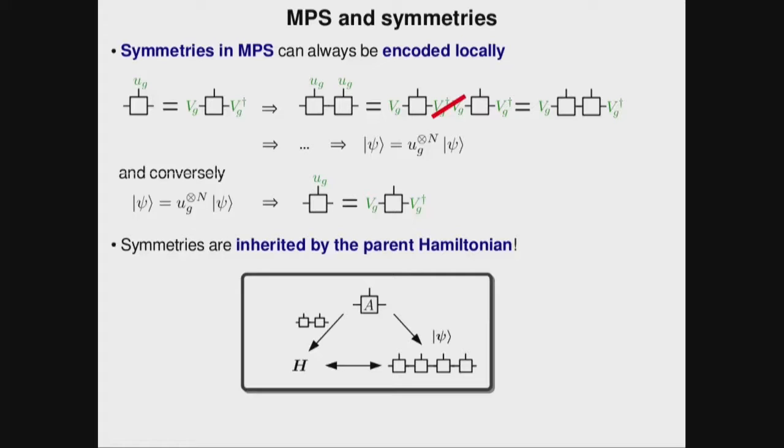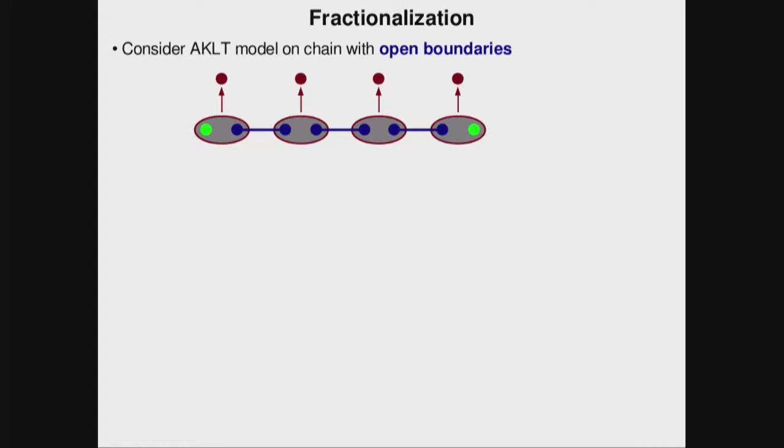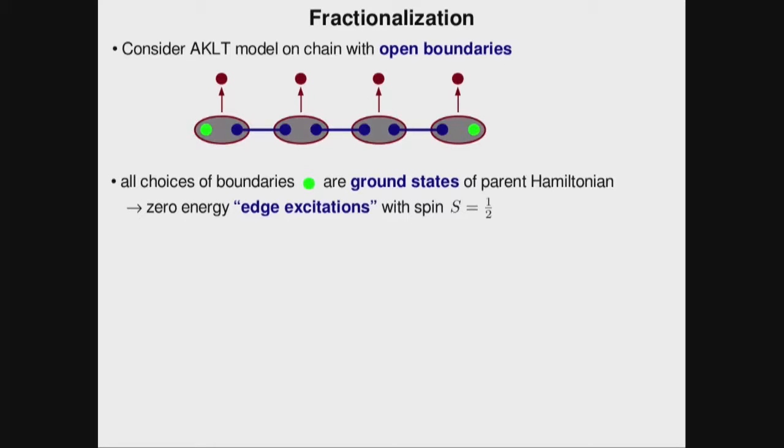And let me, by going back to the AKLT model, illustrate how this allows us to understand some of the non-trivial physical properties of this model, which it actually has. And to this end, let us take the AKLT model and put it on a chain with open boundaries. Now, if you remember, the AKLT model had spin 1s here on the physical system and spin 1/2s here on the virtual system. And now I can ask, given the parent Hamiltonian, what are the possible ground states of my system on open boundaries? And well, the parent Hamiltonian is constructed in a way where it makes sure that it's built this way.